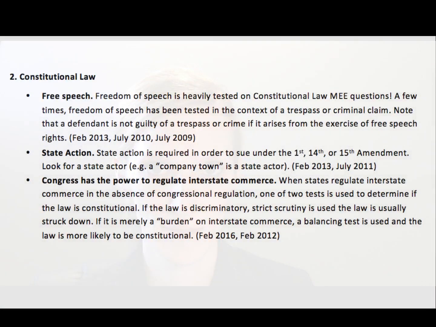Constitutional law. This is a Tier 2 subject, meaning it's not always tested, but you very well could see it. And they tend to test a few different things when they test constitutional law. Free speech is very popular. Sometimes they'll test free speech in very similar ways, so it's well worth it to do past questions.